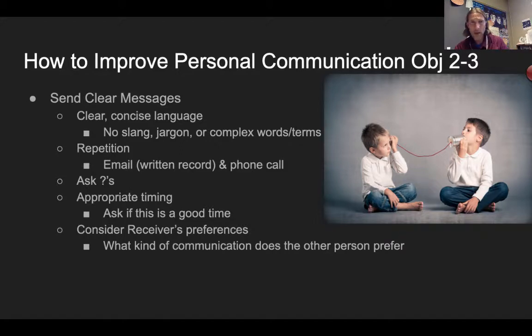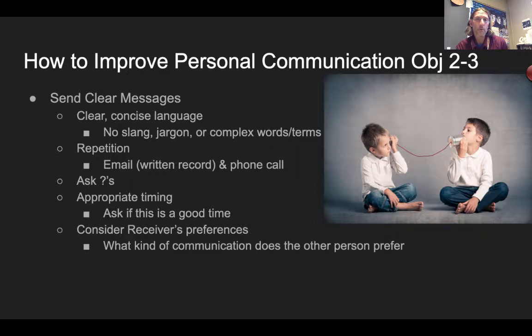Try to avoid slang, jargon, complex words or terms that may be general. Don't use slang or jargon or maybe words or terms that people aren't familiar with. Repetition. Make sure that we repeat ourselves, and I'm not saying 10, 15 times, but make sure you repeat yourself several times, especially the most important information to get it across. We have to make sure that we ask questions to clarify to make sure that the receiver is understanding this.